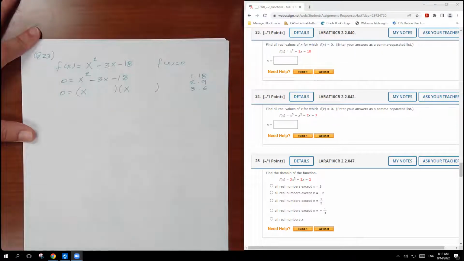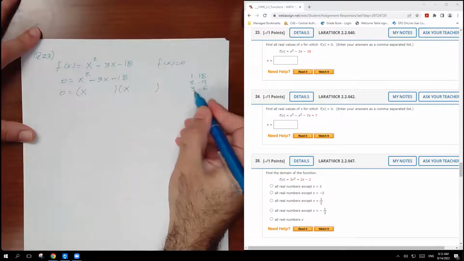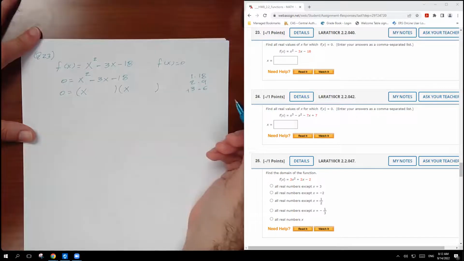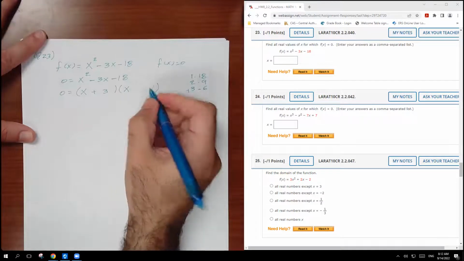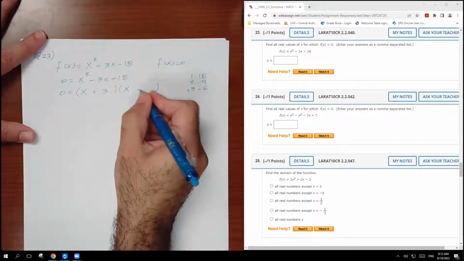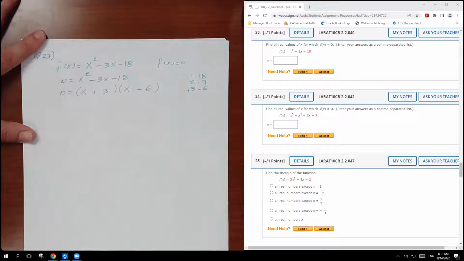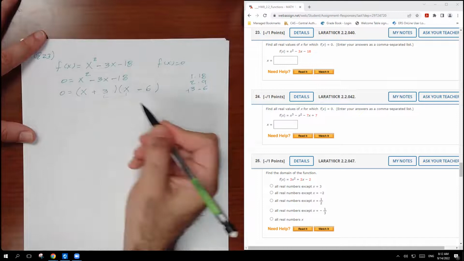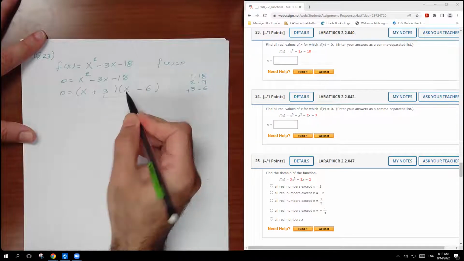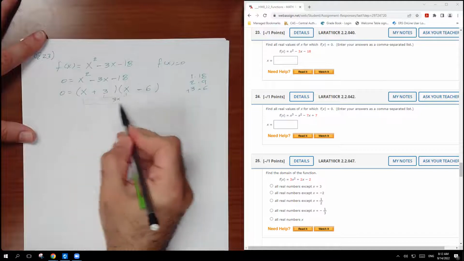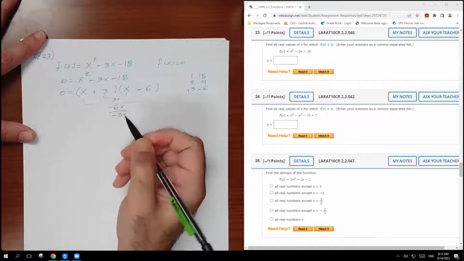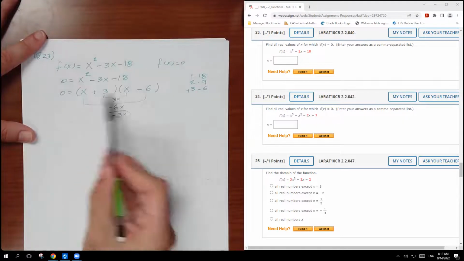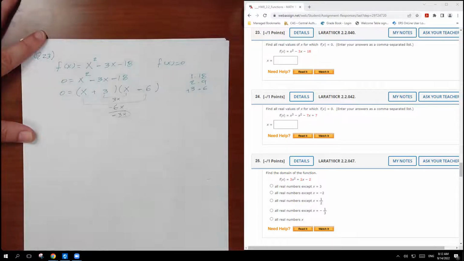Which option I can use to get 3? I can use this one. I'm going to say positive, negative. So if I said plus 3, and here is minus 6. Let's check the sign. Is that the right option? If you multiply these together, it's going to be 3 times x, 3x. If you multiply these two, it's going to be negative 6x. That means add these together, negative 3x. So this is the middle term. So this is the right option. Now I have to keep going and solve.